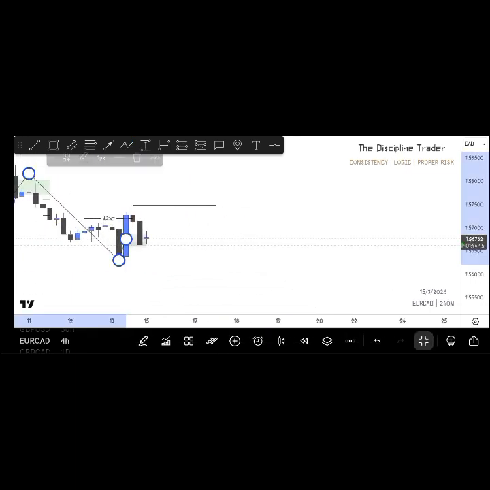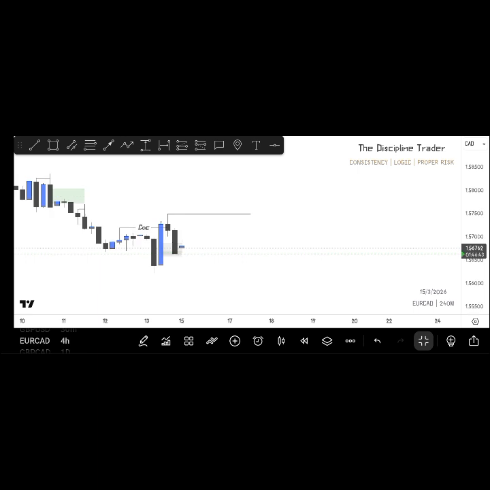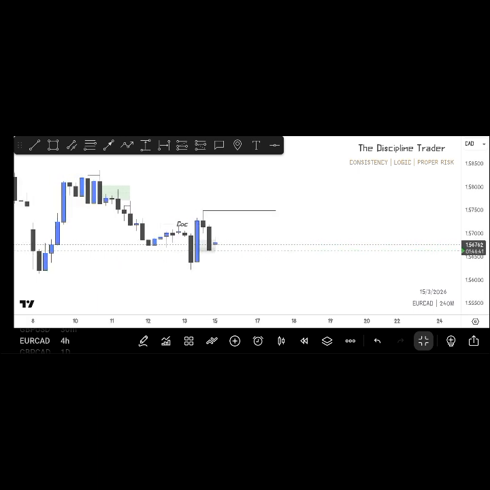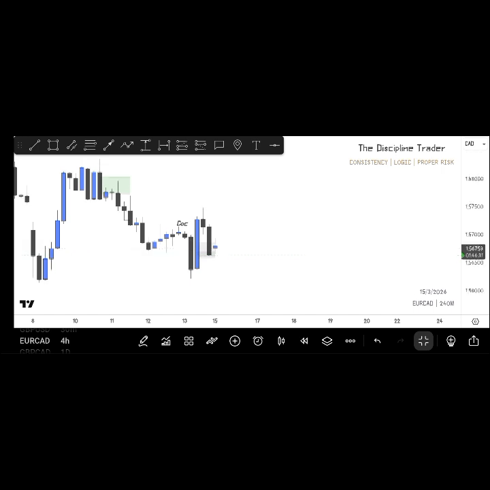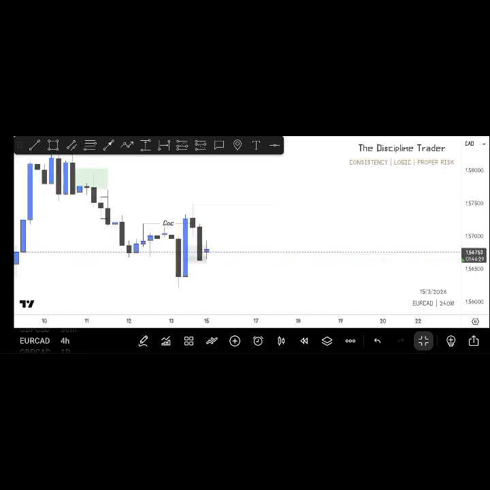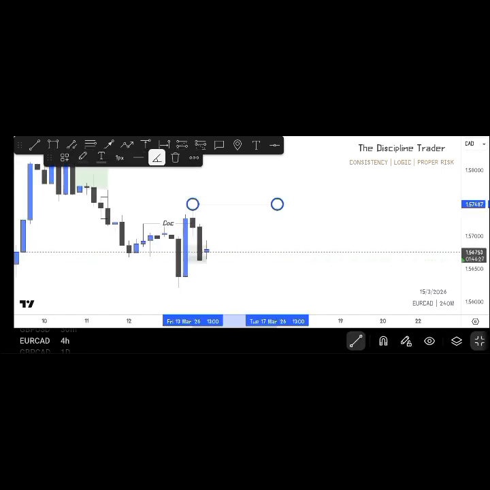This big candle happened on the 4 hour time frame, which means the signal is very, very strong for a buy. So this is why I'm going for EUR/CAD to buy. I'll be targeting this high right here if I see a buy opportunity.